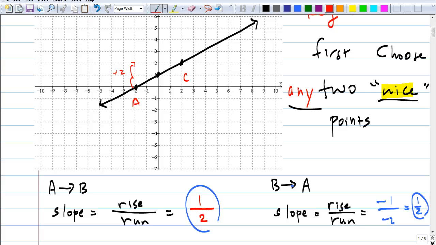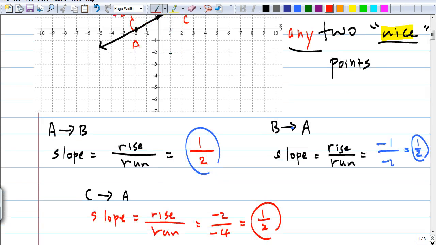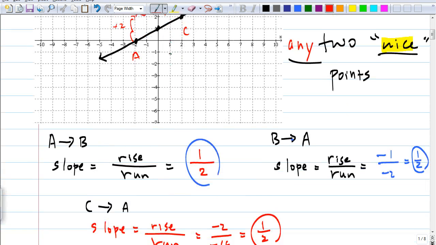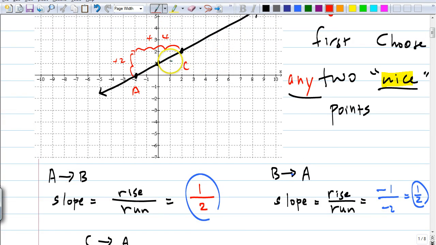Okay, then what do I do, Angie? Go to the right 4. 1, 2, 3, 4. That's positive 4, isn't that right? So what is the slope of A to C? Isn't that simply 2 over 4? What's 2 over 4, class? 1/2. Right? You see how we get the same answer?